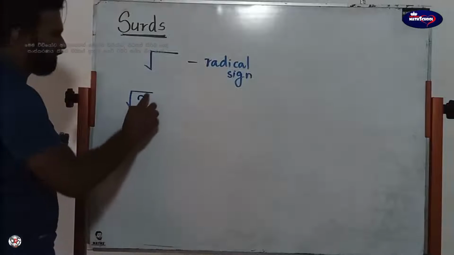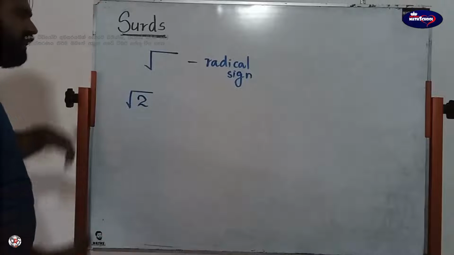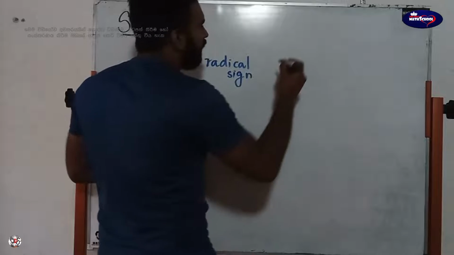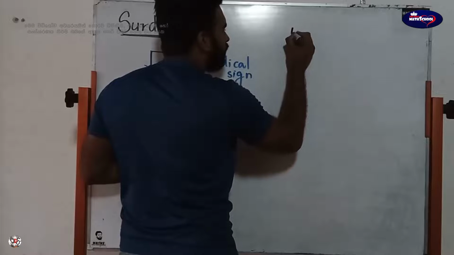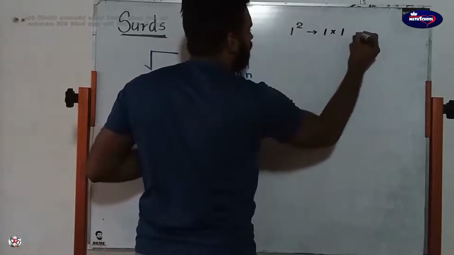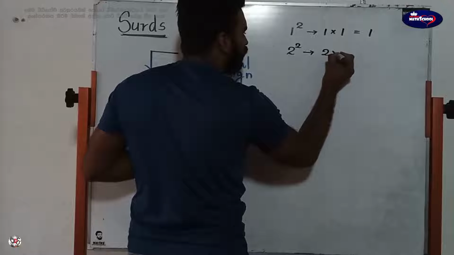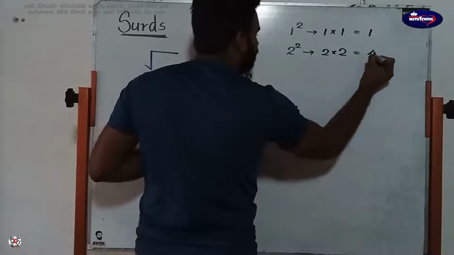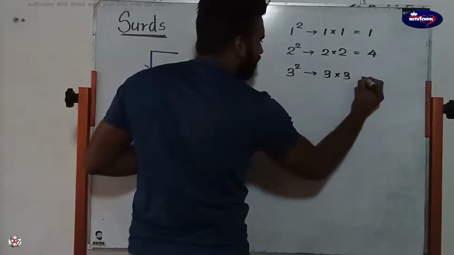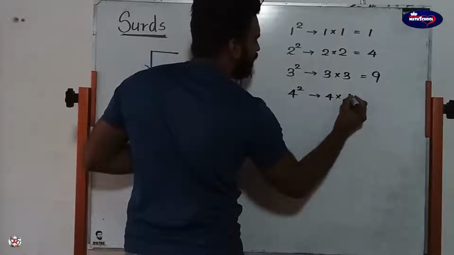Likewise, you know the symbol. This is the square root. No problem. But shall we do something? I will write down the square numbers first. 1 square, that means 1 into 1, it means 1. 2 square, that means 2 into 2, it is 4. 3 square, that means 3 into 3, 9. 4 square, so 4 into 4, 16.